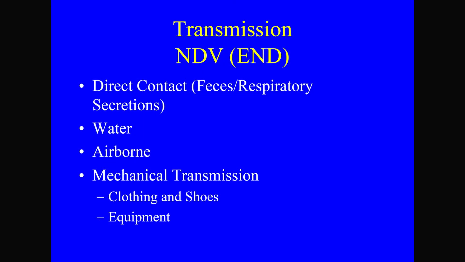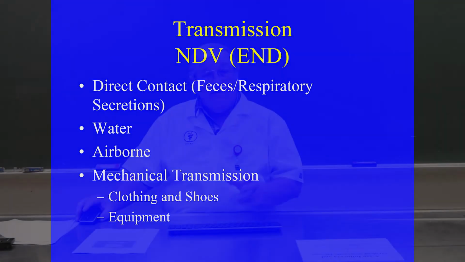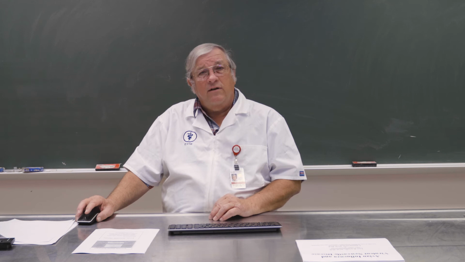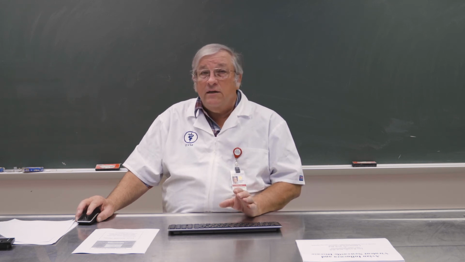How is it transmitted? Well, direct contact with feces or respiratory secretions which contain the virus. It can be spread in the water, it can be airborne, and then again mechanical transmission by fomites such as clothing, shoes, and equipment. Very, very similar to avian influenza. In fact, exotic Newcastle disease or virulent Newcastle disease and the highly pathogenic avian influenza are pretty much indistinguishable from each other.